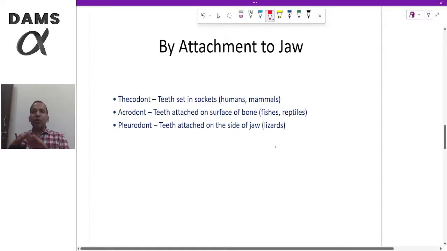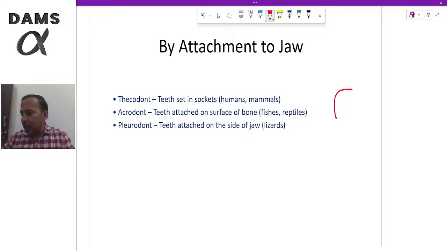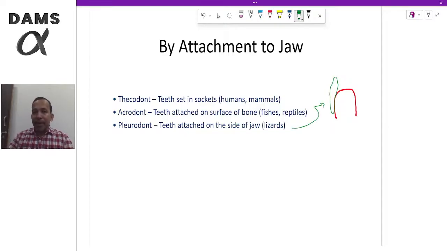So thecodont, acrodont or pleurodont. Let's say this is the alveolar bone, right? In case of pleurodont, the tooth will be attached to the side of the bone. This is a pleurodont, right?